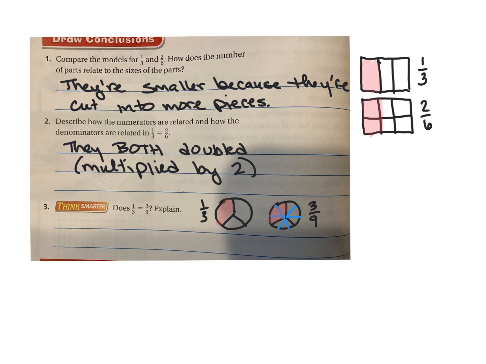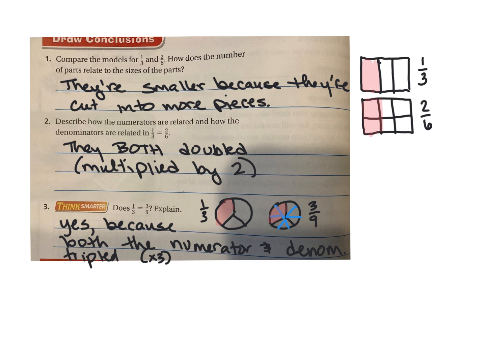So what I did was tripled each of these pieces, 3, 3, and 3, and it still had 3 of these equaling this one big amount, but now I have 9 equal pieces instead of 3 equal pieces. So we can answer yes, it's equivalent because everything tripled. The numerator and denominator tripled, or times 3. So I just wrote yes, because both the numerator and denominator, I ran out of room, tripled, or times 3.